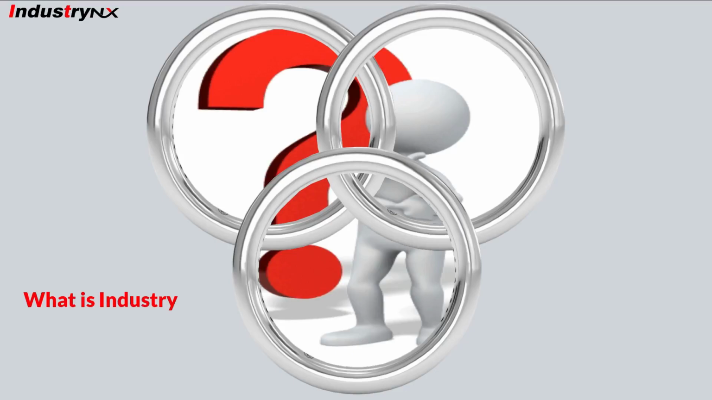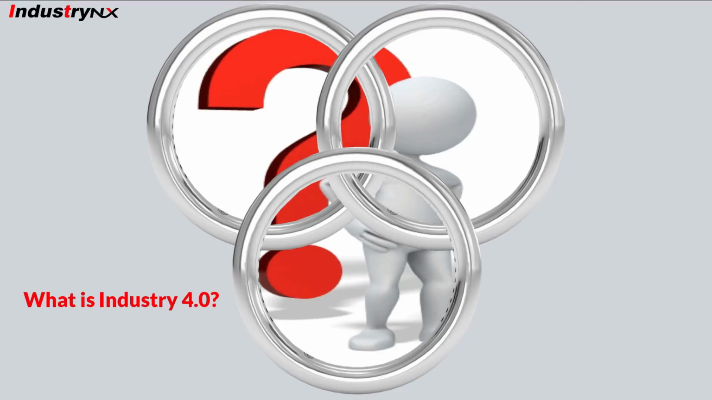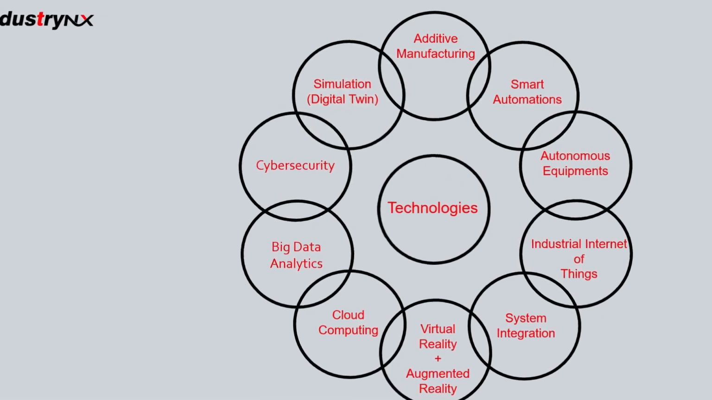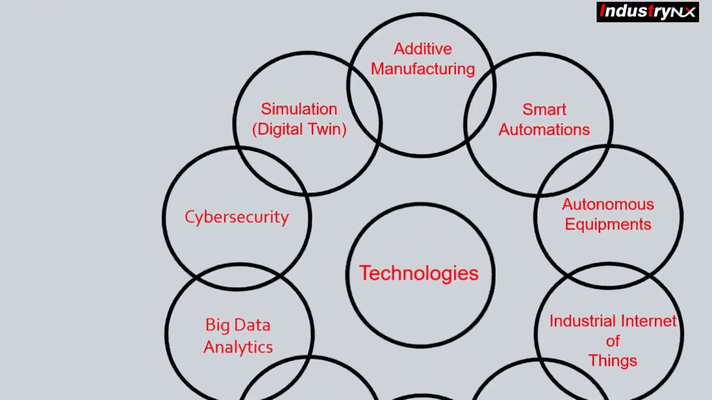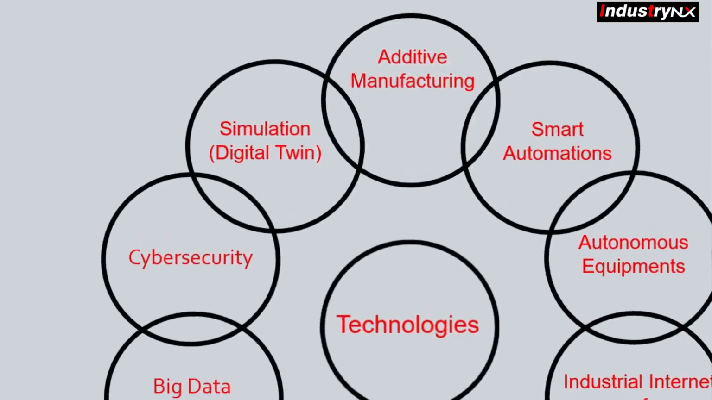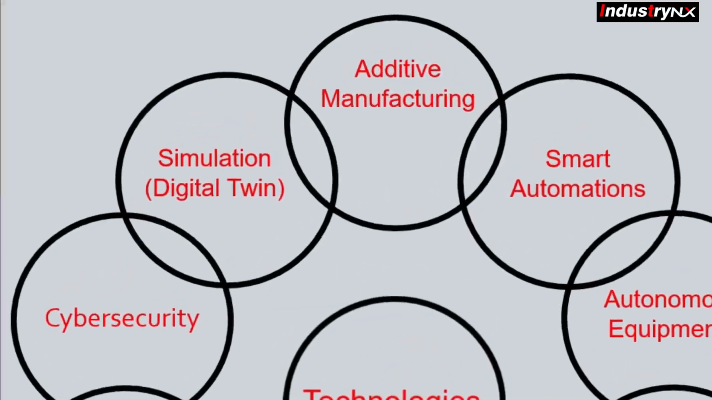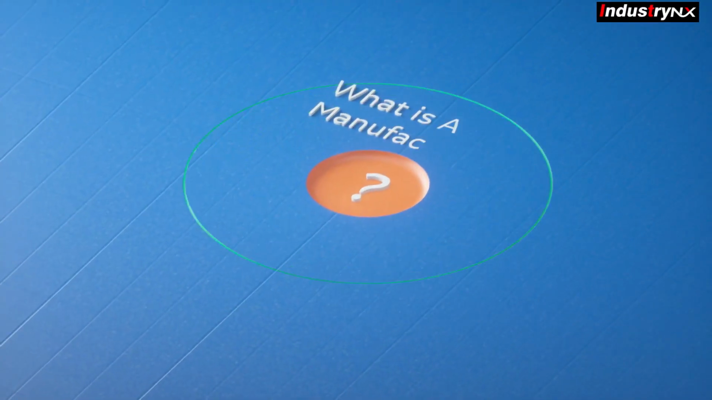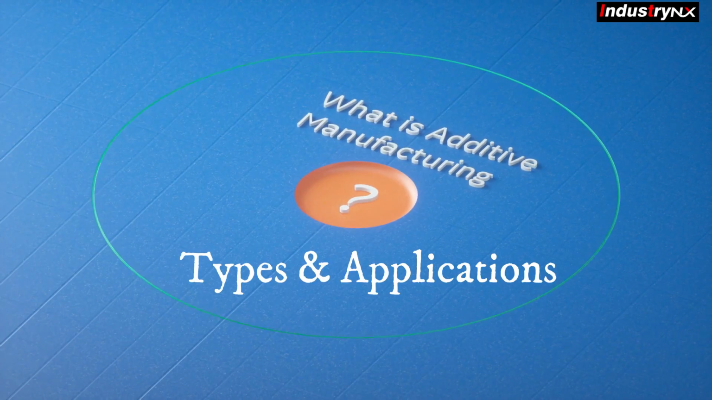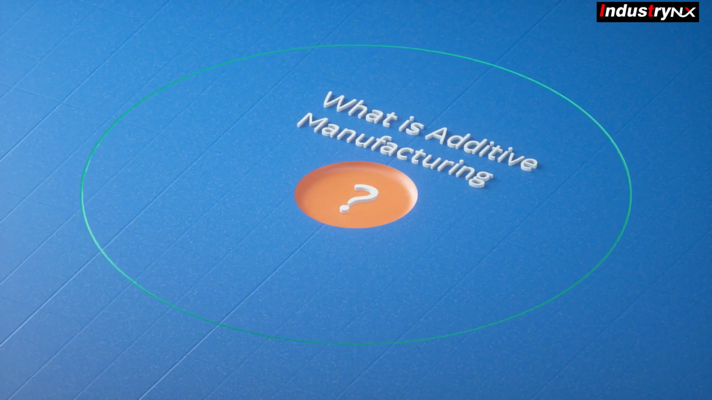In the previous session, we discussed Industry 4.0 and the components of Industry 4.0. In this session, we are going to understand the second technology from the IndustryNx technology wheel, and that is additive manufacturing. We will see what additive manufacturing is, its types, and its applications.